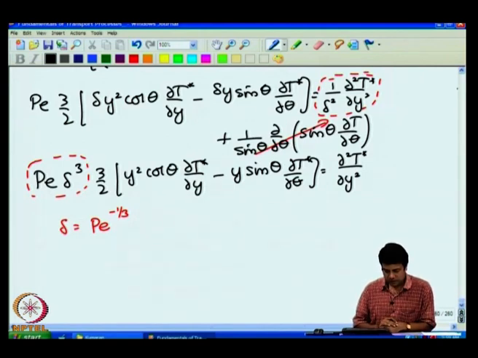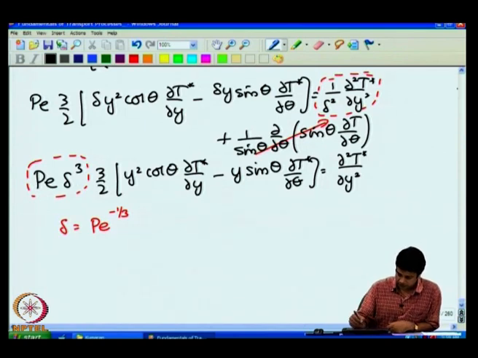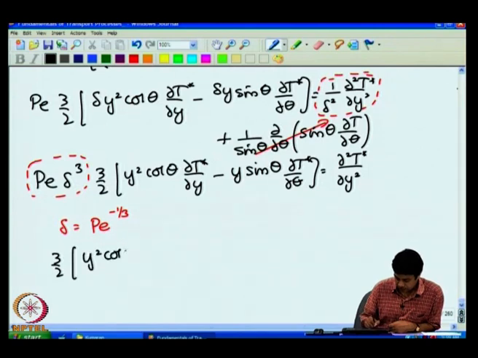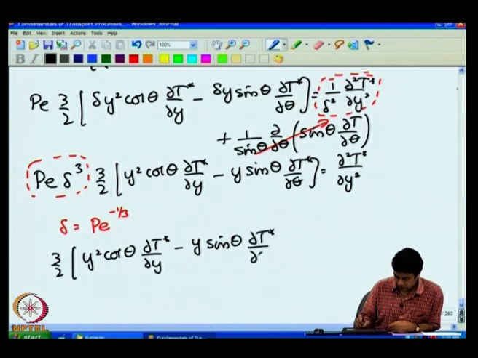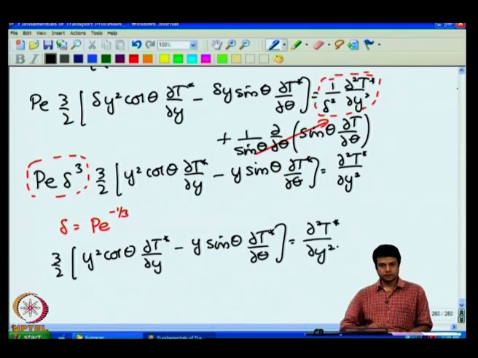So, if we use delta equal to Pe to the power minus 1/3, then our equation becomes 3/2 y squared cos theta partial T by partial y minus y sin theta partial T by partial theta is equal to partial squared T by partial y squared. So, this is a partial differential equation, containing two variables, one is theta and the other is y.